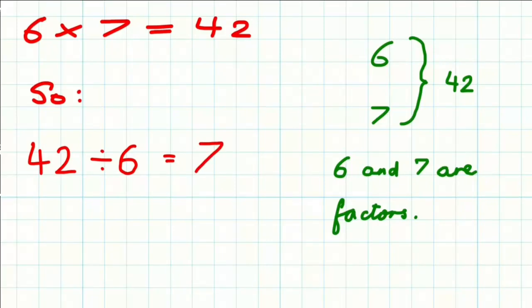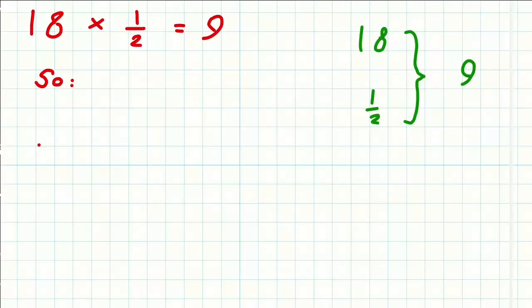We've got two numbers that multiply together to give 42. We call those factors of the number. If we divide by one factor, it will give us the other factor. We could also do 42 divided by 7, and that would give us 6. So the thing to understand here is that dividing is the opposite of multiplying.